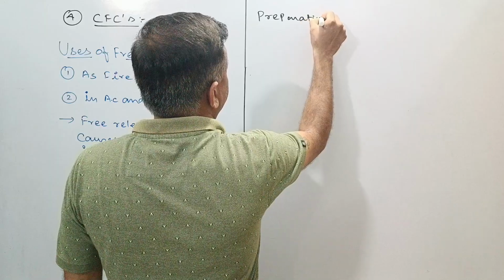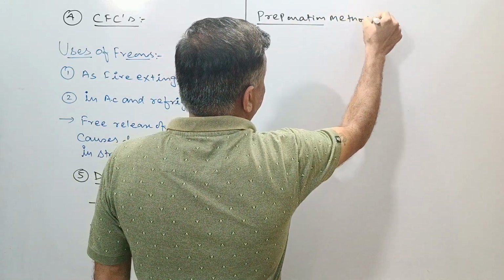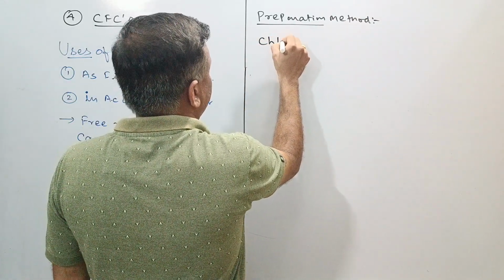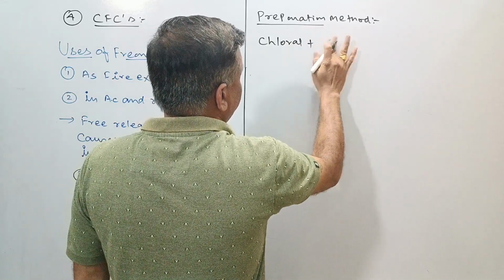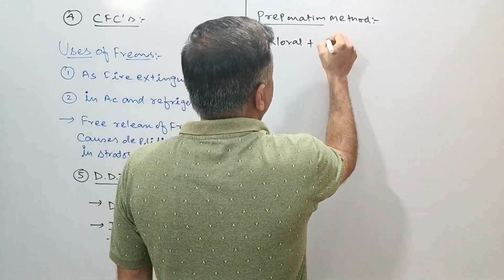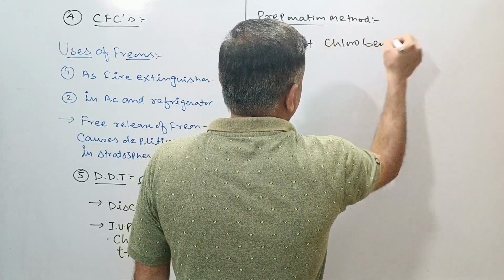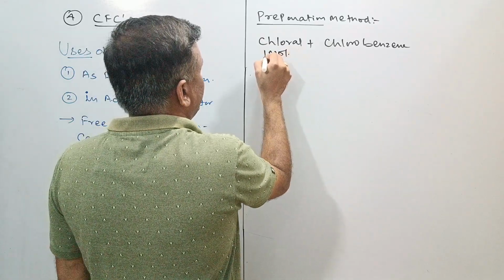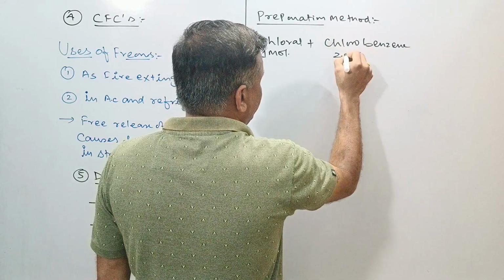Preparation method. DDT can be prepared by the reaction of chlorine, this is the chlorine, and chlorobenzene. For this, it will be one molecule of chloral and two molecules of chlorobenzene.